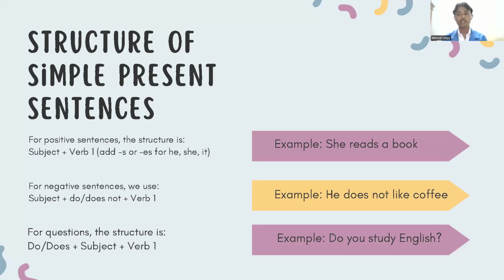Structure of simple present tense. In the simple present tense, we use the base form of the verb. For positive sentences, the structure is subject plus verb 1, add s or es for he, she, it. Example, she reads a book. For negative sentences, we use subject plus do or does not plus verb 1. Example, he does not like coffee. For questions, the structure is do or does plus subject plus verb 1. Example, do you study English?